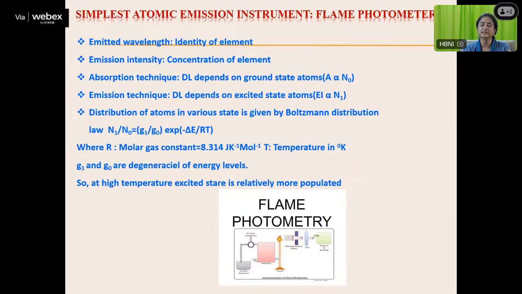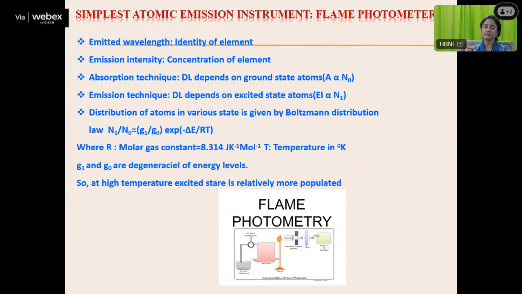In the absorption technique, detection limit depends on ground state atoms, whereas in the emission technique, detection limit depends on the excited state atoms. Now the distribution of atoms in various states is governed by the Boltzmann distribution ratio. You all may know that is N1 by N0 equal to G1 by G0 exponential minus delta E by RT, where R is the molar gas constant and T is the temperature in Kelvin, and G1 and G0 are the degeneracies of the energy levels. So at high temperature, the excited state is relatively more populated.